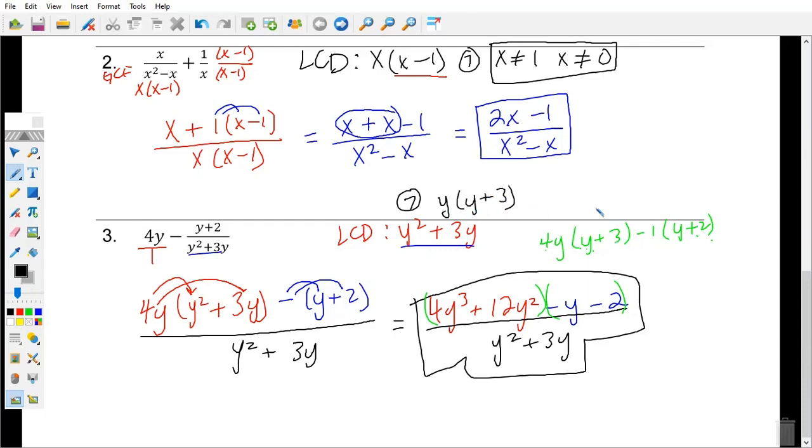So what are my restrictions on my domain? Y cannot equal negative 3 and y cannot equal 0. Oh yeah, because it's a y factor by itself. If I plugged in negative 3, boom, it'll blow up my denominator. If I plug in 0, boom, it'll blow up my denominator. Okay.